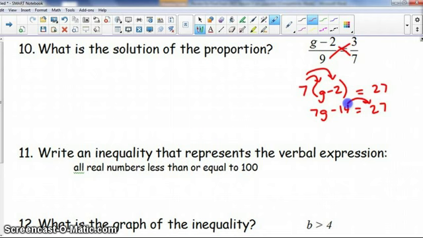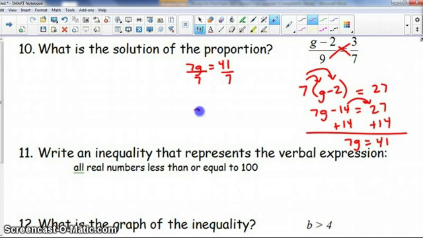Move the 14 over by adding it. That gives me 7g equals 41. Divide each side by 7. And when you type it in your calculator, it gives you a decimal. I really don't want you to cut the decimal off unless you have to. And so that answer as a fraction is just 41 over 7.